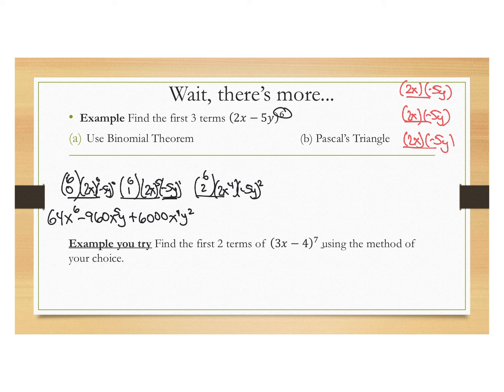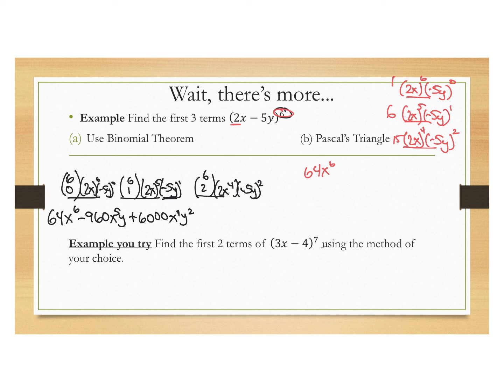Remember, exponents start on the first number in the binomial, so over the 2x, 6, 5, and 4. And remember, the sum of the powers have to equal that degree. So for the y's, the top negative 5y would be 0, 6 plus 0 is 6. The next one would be 1 and then 2. And then we have to insert from Pascal's triangle the coefficients of 1, 6, and 15. And then we type it into the calculator.